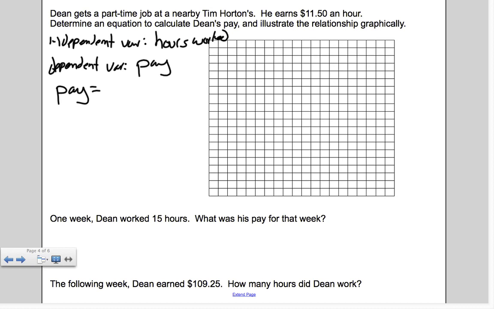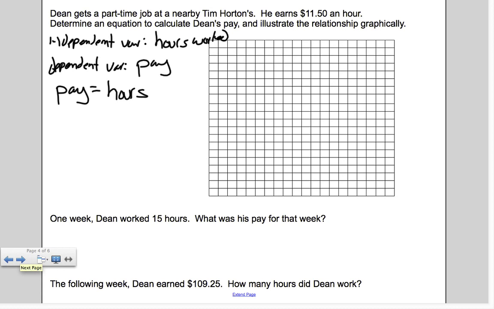Vincent? Well, maybe the hours, right? With how much he earns. So it would be hours. How do hours affect his pay? Let's say he worked 1 hour, then he gets $11. Or 11.50, right? But how do we determine that?